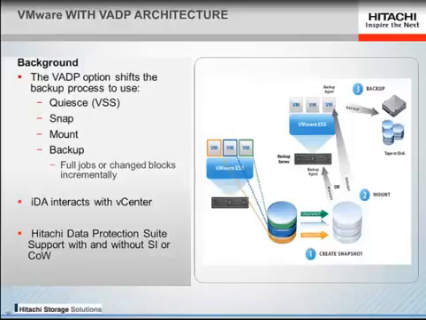The iData agent, IDA, interacts with vCenter. It can do auto-discovery of new VMs and add them to backup sets. And it can interact with vCenter and tell the VM to either suspend or quiesce using VSS for a backup cycle. The Hitachi Data Protection Suite supports VADP with or without the ShadowImage or Copy-on-Write in-system replication.